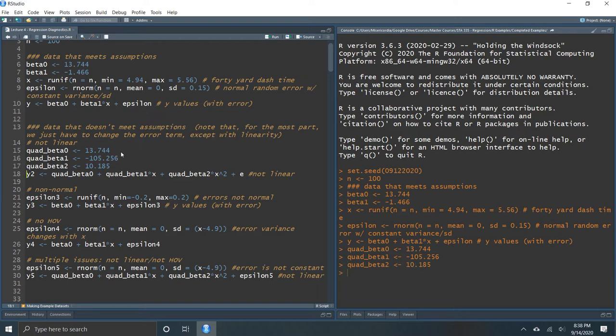So I'm just going to change beta 0, beta 1, and beta 2 to be different numbers, and my y for this second example, I'll call it y2, is going to be a quadratic. It's going to be beta 0 plus beta 1 times x plus beta 2 times x squared. So you can see that this is going to be a quadratic equation, and it's not going to be linear.